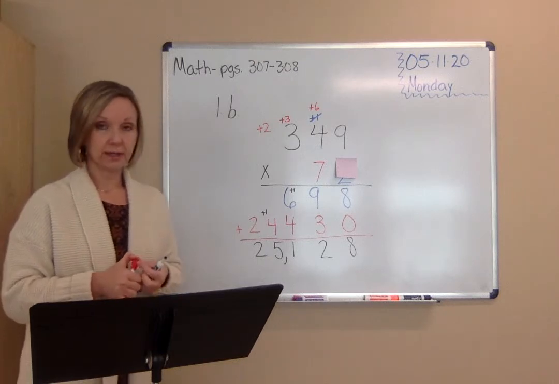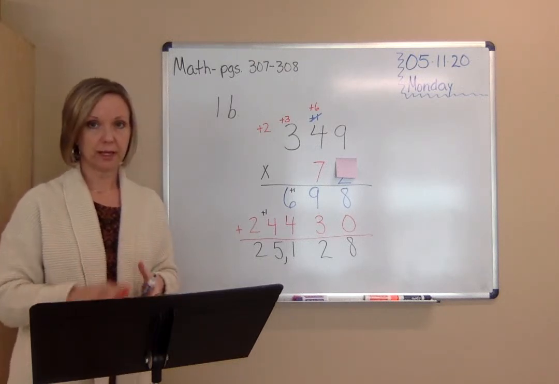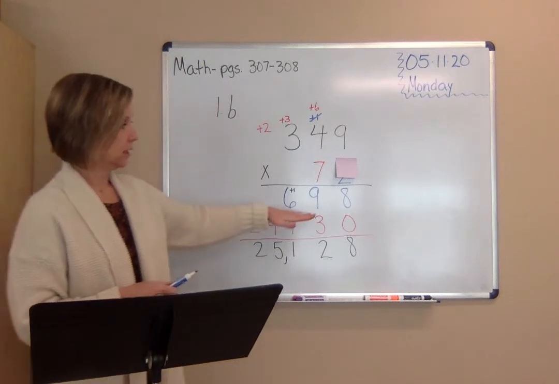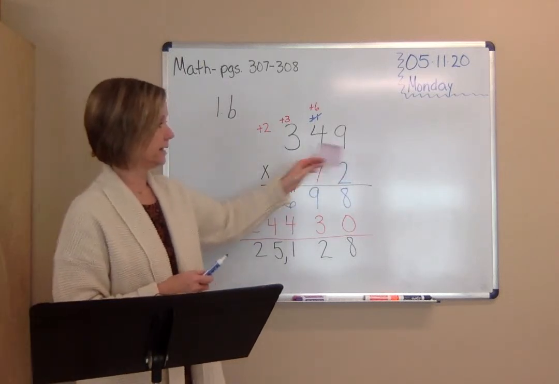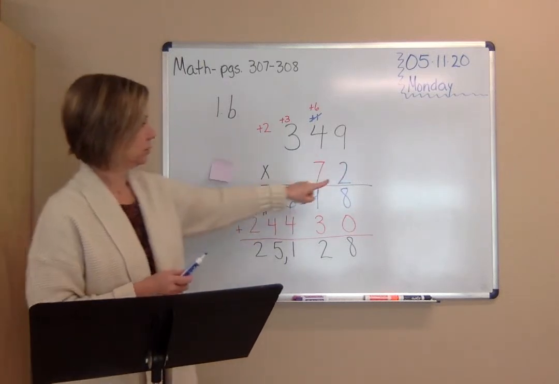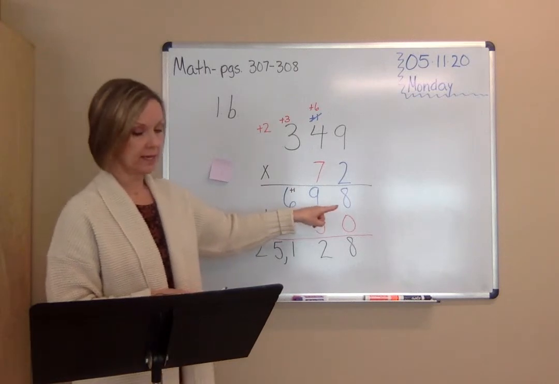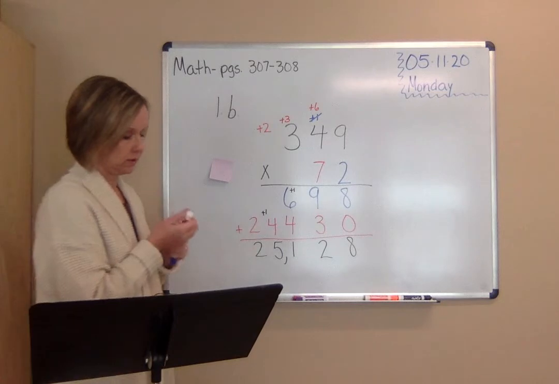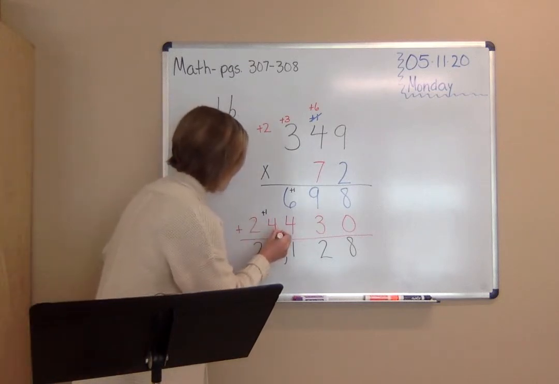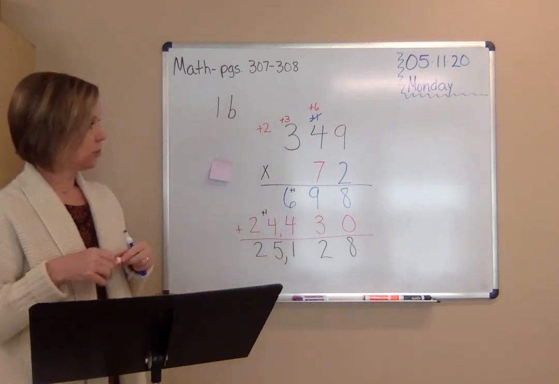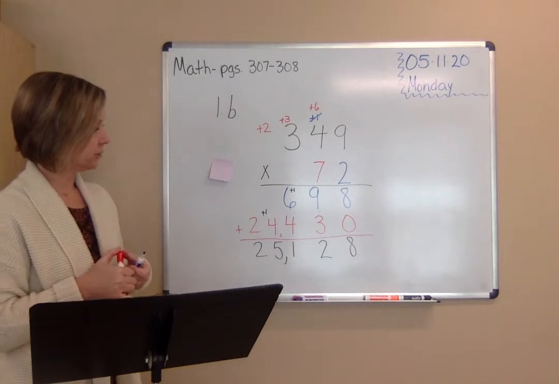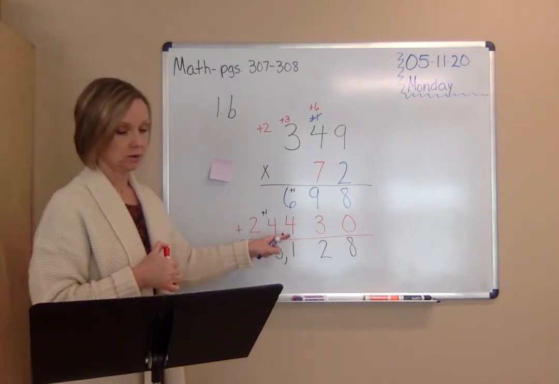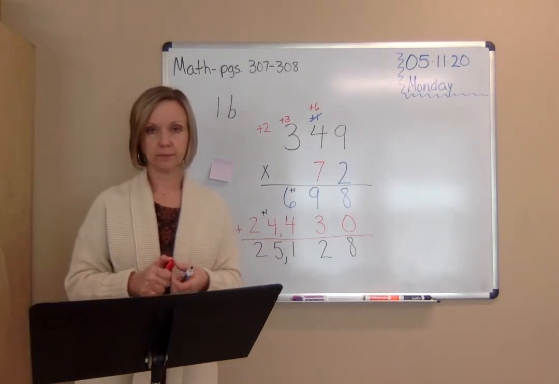And if you did not get that, make sure you're checking your partial products. Your ones place with the 2 should have been 698. And I'll put in the comma here, so that makes it a little easier to look at. Then your partial product for your tens place should have been 24,430.